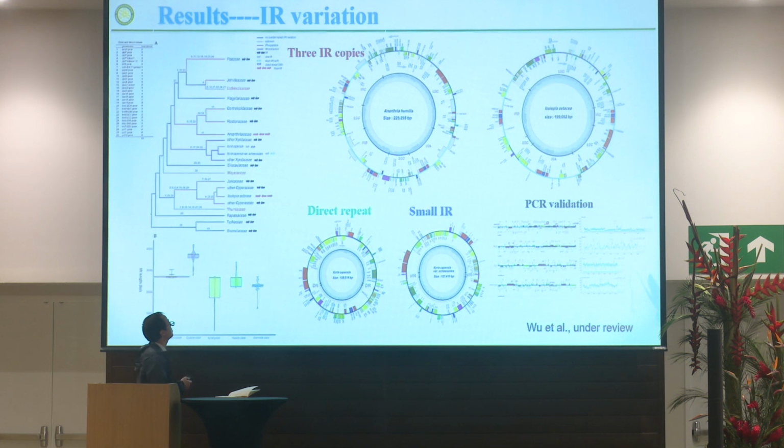And this is inverted repeat variation, and we find nearly all kinds of variation, including 3 inverted repeats, which make this genome very large. And we also find loss of inverted repeat, which become direct repeats, and the orientation changed. And also like this small inverted repeat, that's only about 2 kilobase. And these inverted repeats were validated by our PCR amplification sequencing.